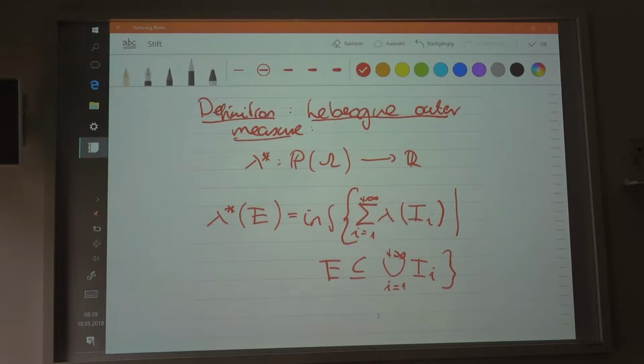Any questions on that? So the smallest sum of sets that cover the set of which we define the outer measure. That would be the Lebesgue measure, as you've seen probably last time. So that was the subject of last week.